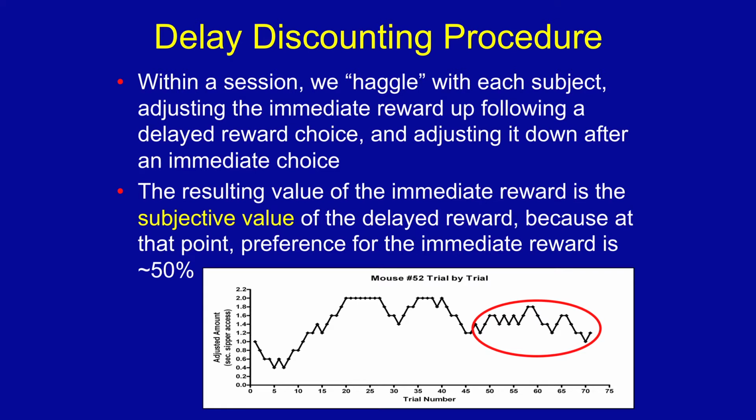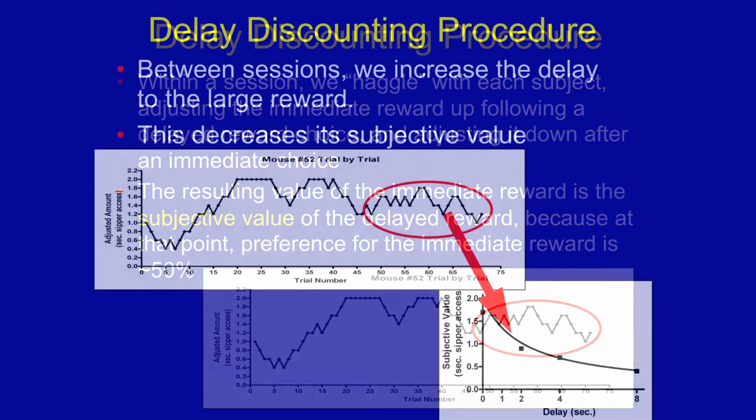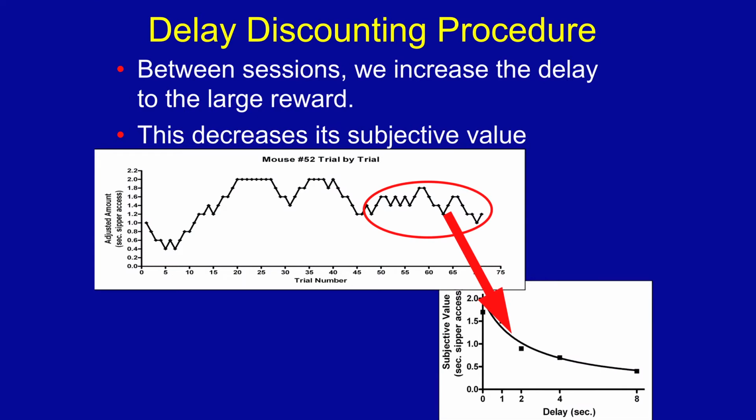And the mice will do the same thing, only instead of waiting a year, because I would get old and they would be dead, we wait 4 to 6 or 8 seconds, okay? So we're asking you this over very short amounts of time. And we sort of haggle with them. And over different sessions, we make them wait longer and longer to the delayed reward.